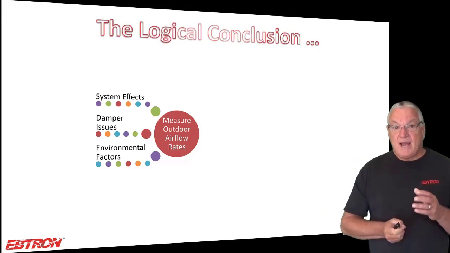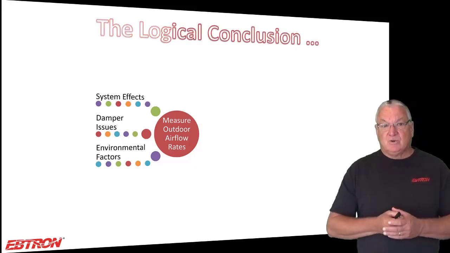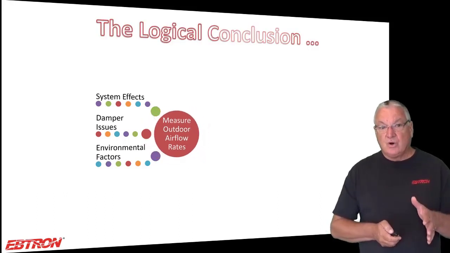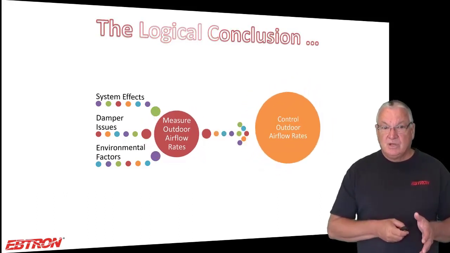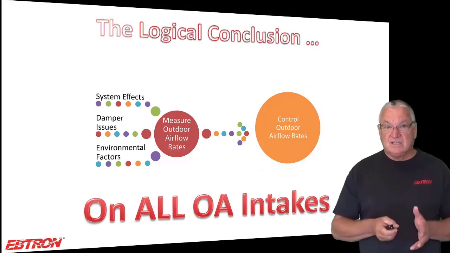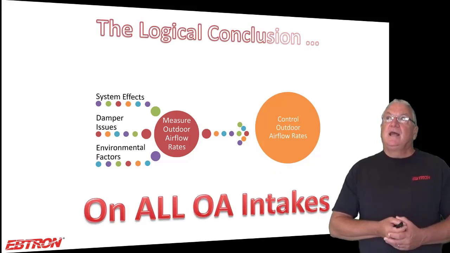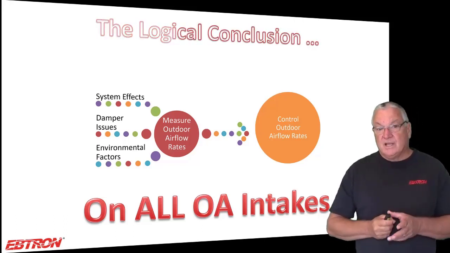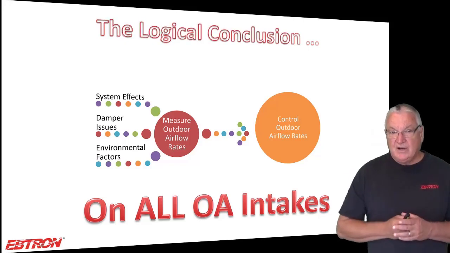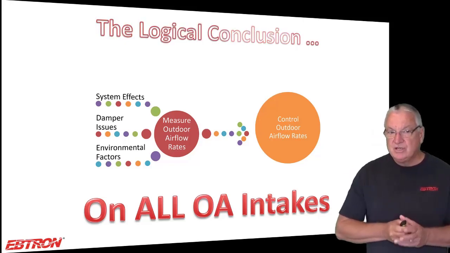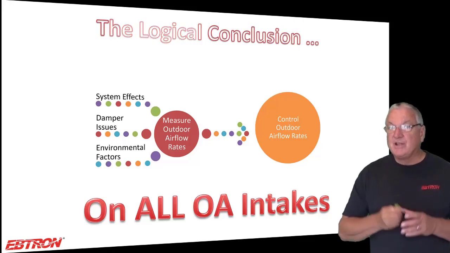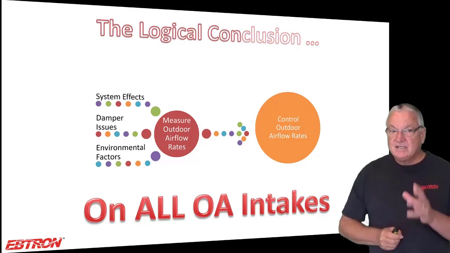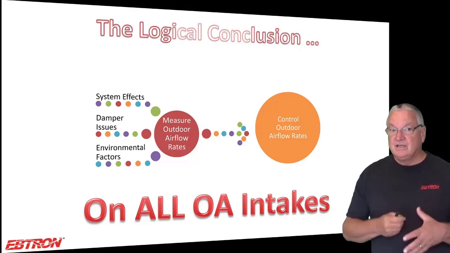But to me, you have to measure these outdoor airflow rates, and you have to really control them. It's not just measure them. And it's not on just large VAV systems, it's on everything. That's what I want you to get out of this. Now, at this point, I don't think I've made any arguments as to how you should determine the airflow rates. But you do need to determine them. You need to know how much outside air is coming in, and you're going to need to control that.